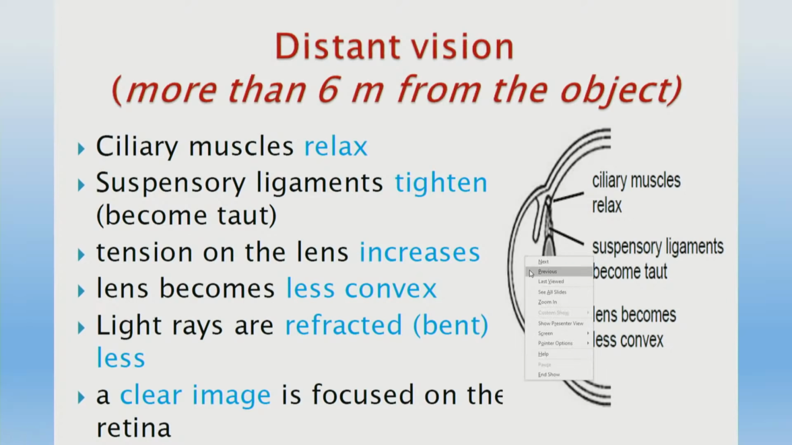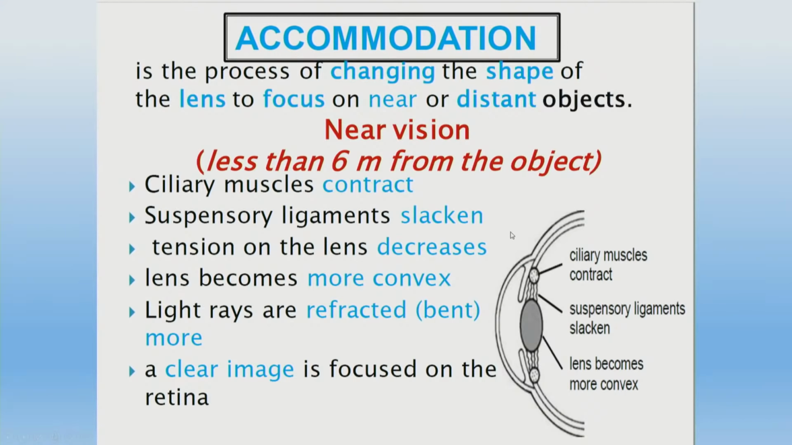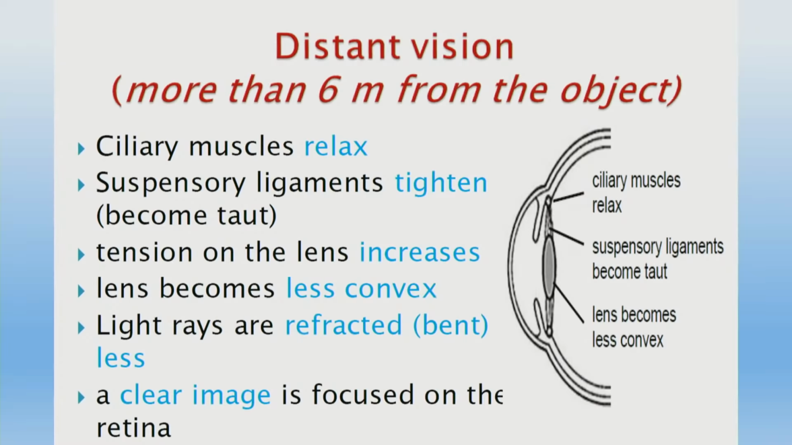I just hope that you see the difference between the two lenses. And then light rays are refracted or bent more, and then after that a clear image is focused on the retina. So this is accommodation for near objects. So please make sure that you drill this process together with accommodation for far objects.